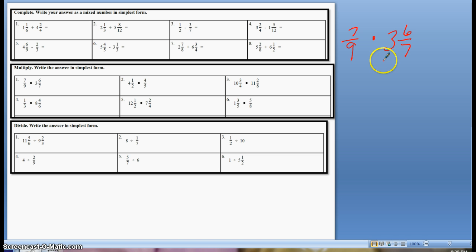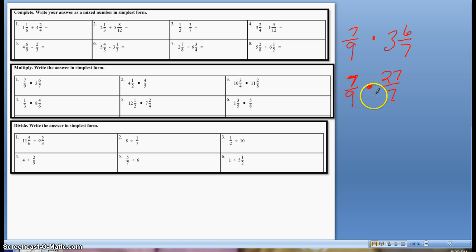Now, with multiplication, the rules change. It does not matter if you have like denominators or not. That does not matter at all. The approach I would take with multiplying fractions is to convert all of my mixed numbers into improper fractions. 7 times 3 is 21, and 21 plus 6 is 27. And then my denominator stays 7.